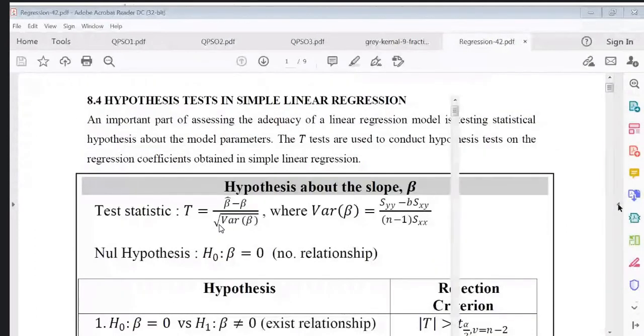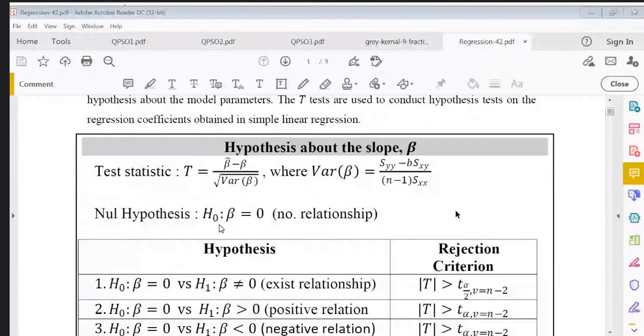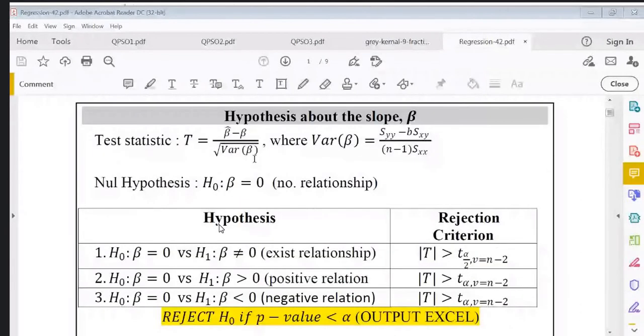Okay, the hypothesis is we use a t-test for this one: beta hat minus beta, divided by the standard error, which involves SSY and n minus 2. The formula is given during the final exam for this one.